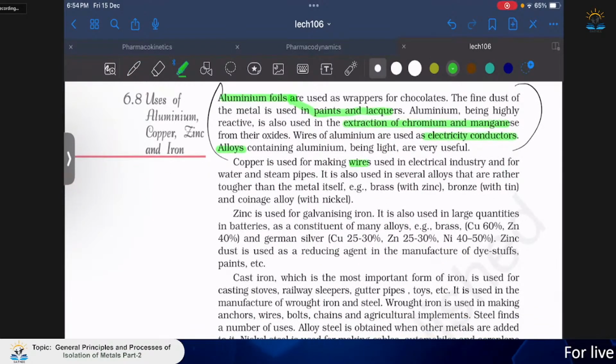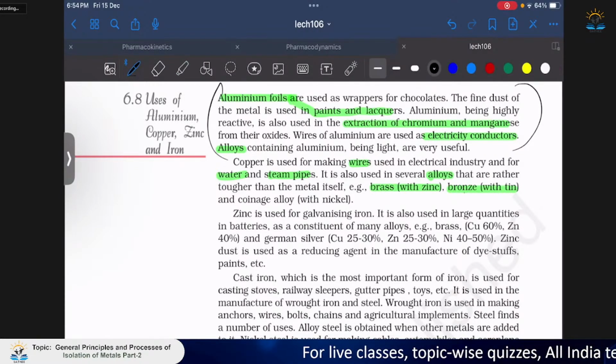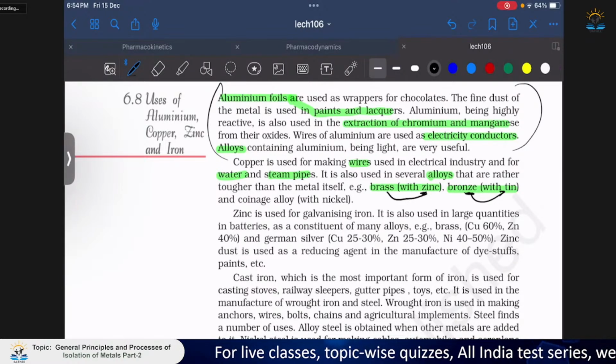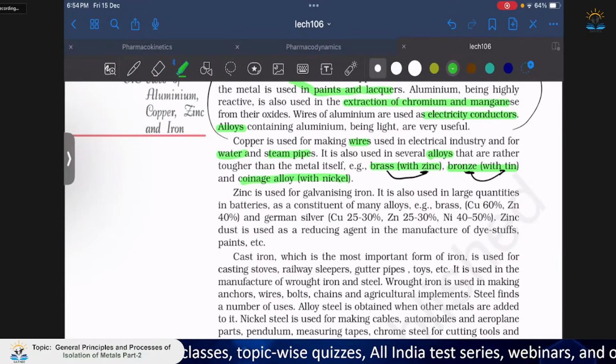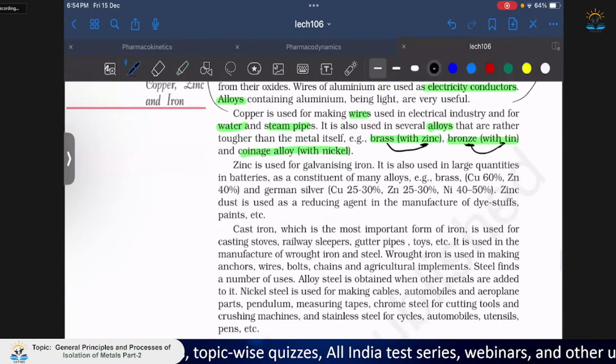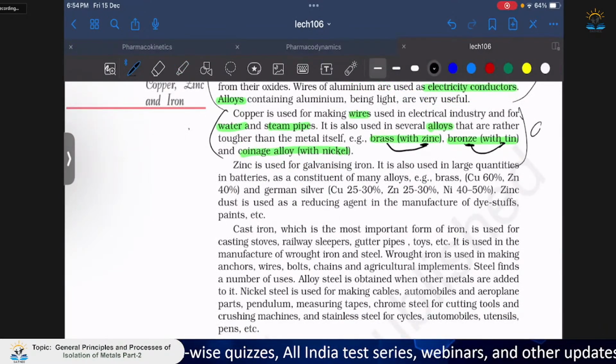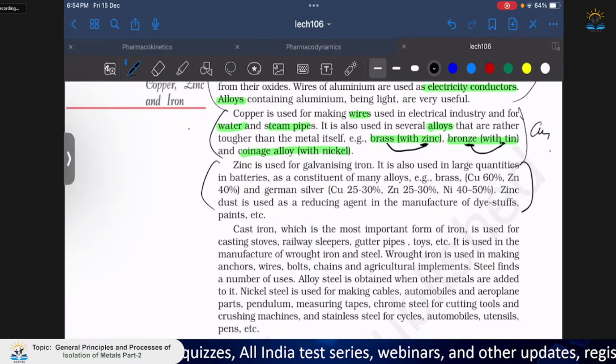For copper: wires, water, steam pipes, alloys. You need to remember all the alloys. Brass is copper and zinc, bronze is copper and tin. So don't get confused: the Z in bronze, it is with tin. It is not with zinc. Zinc is with brass. Okay. Then with nickel, it forms the coin alloy. This is for copper.